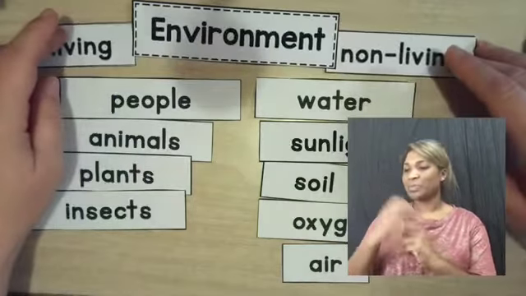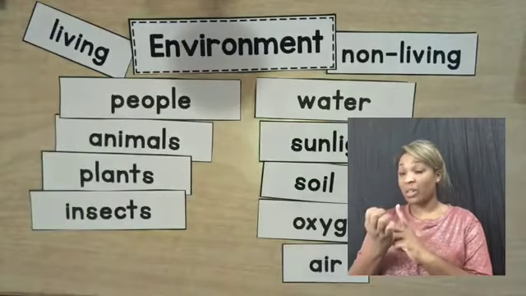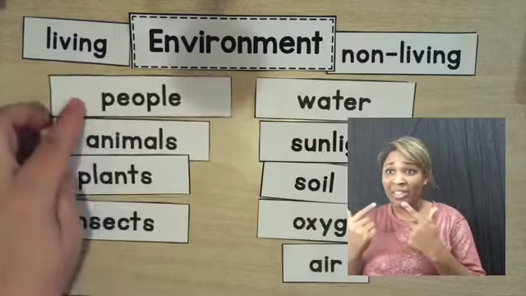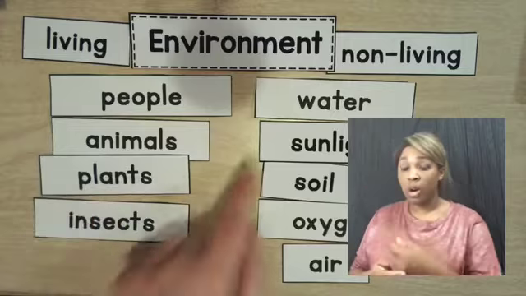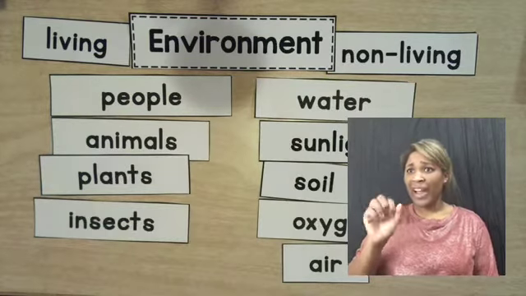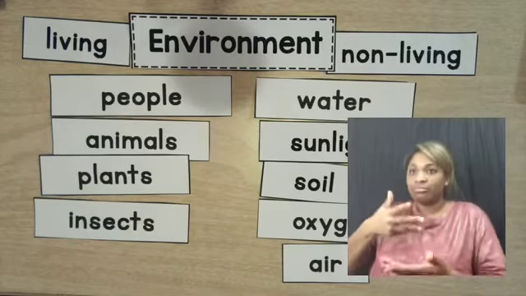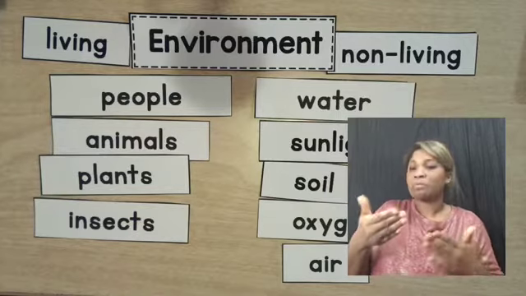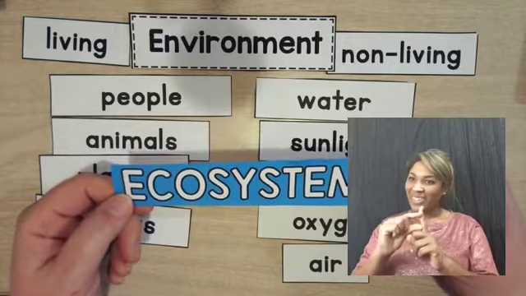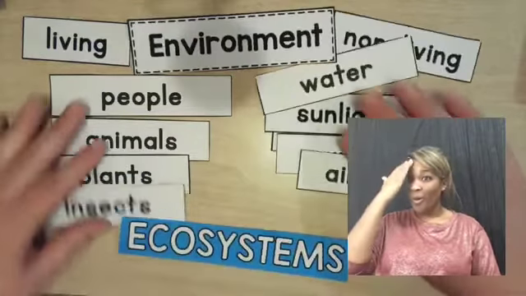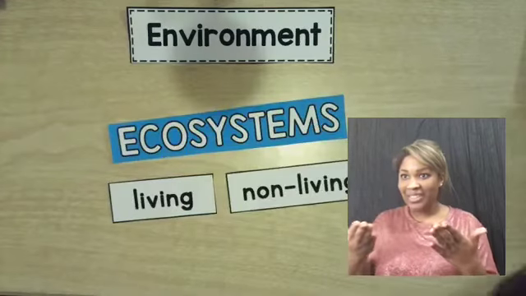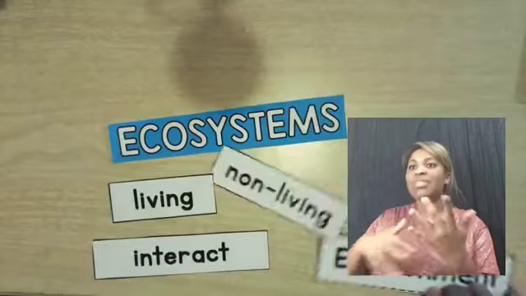So living and non-living in the environment, these things interact with each other. Say people who find water to drink, and animals and plants that need water, we all need the sunlight and oxygen and air. When living and non-living things interact with each other in the environment, these things make up an ecosystem. So that is our word. And that's the definition that we want to know, that an ecosystem is living and non-living things that interact in the environment.